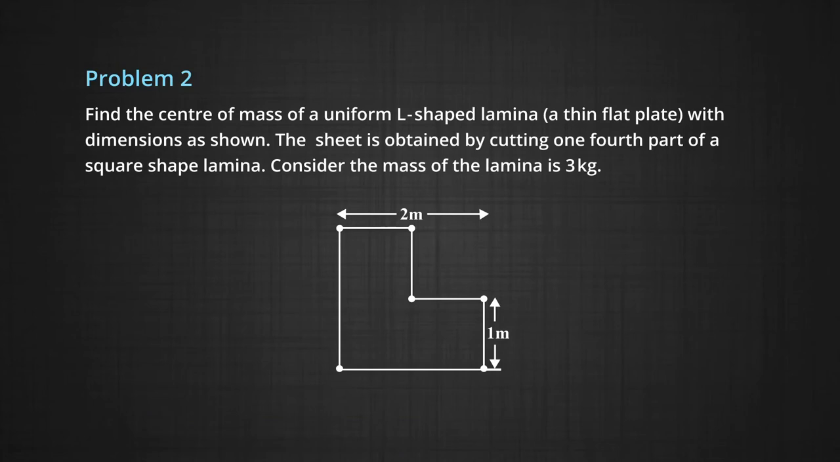Let's do a problem based on the center of mass of a body which has a uniform distribution of mass. Find the center of mass of a uniform L-shaped lamina, which is a thin flat plate with dimensions as shown in the figure, and the sheet is obtained by cutting a 1/4 part of a square-shaped lamina. Consider the mass of the L-shaped lamina to be 3 kg.